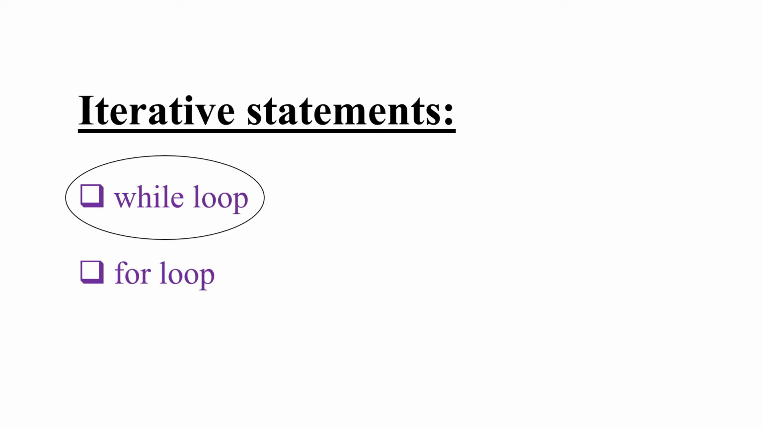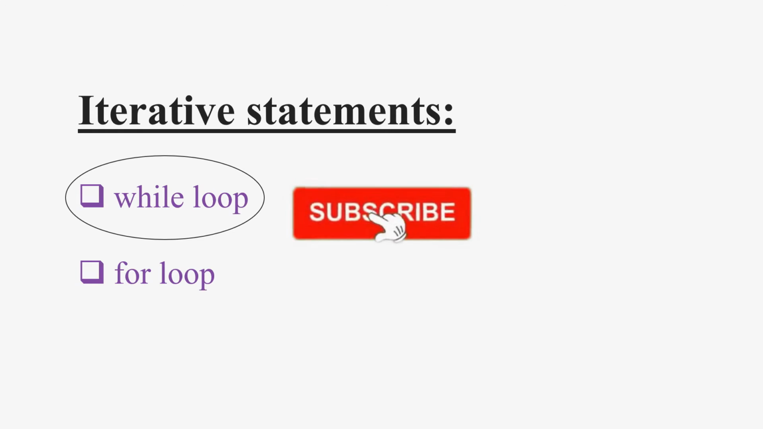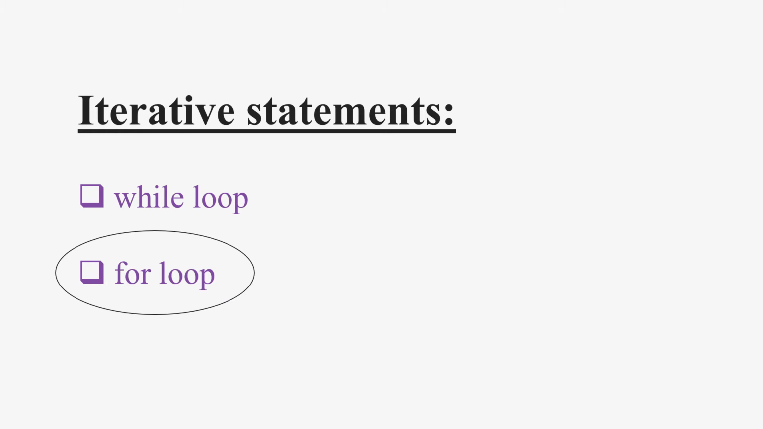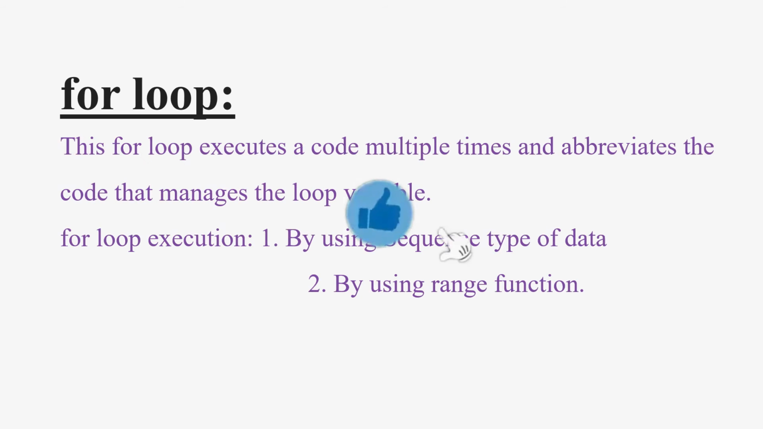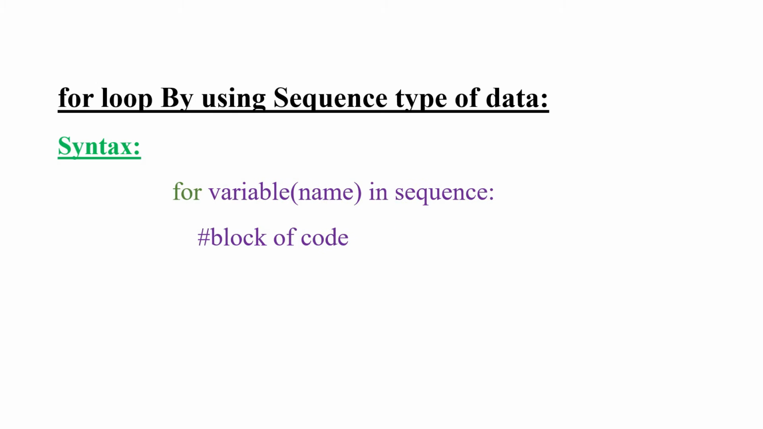Hello guys, in the last video we discussed iterative statements and the while loop. Now in this video we are going to discuss the for loop. This for loop executes a code multiple times and abbreviates the code that manages the loop variable. We can execute this for loop in two ways, by using a sequence data type and by using the range function. We'll see them one by one.